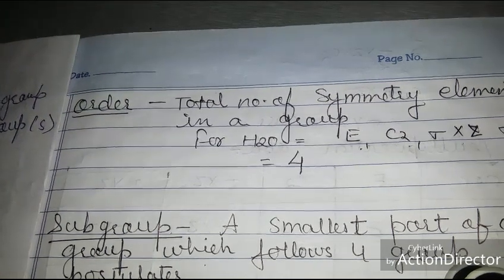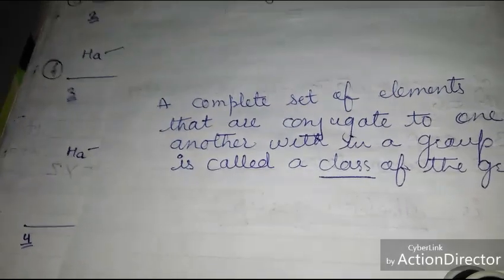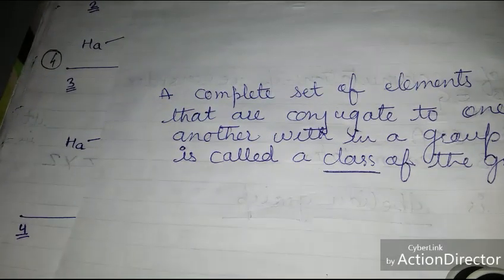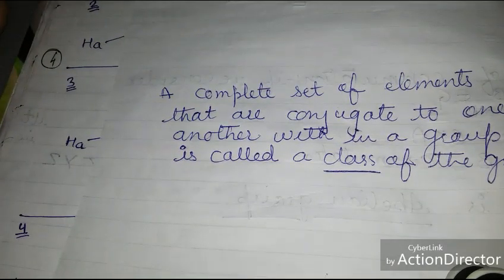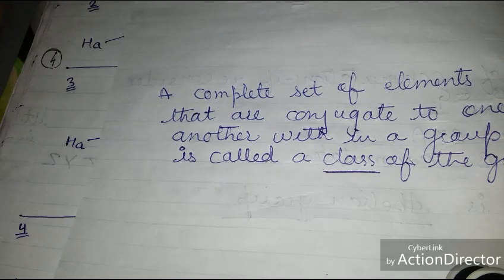When we talk about a class, it is a complete set of elements that are conjugate to one another within a group, called a class of the group. Or you can say a group can be further divided into smaller sets which are known as classes, and they follow similar transformation.